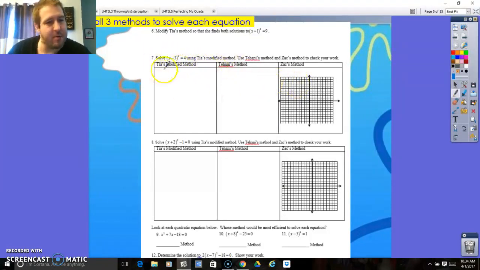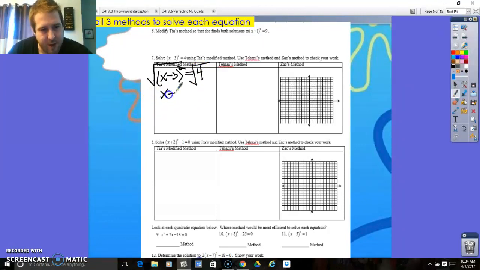I'm sorry, not zero product property, square root method. So modify TIAS, well, I already did that on the last page. TIAS method, so if I have x minus 3 squared equals 4, this is a perfect question for TIAS method. This is a perfect, I want to say square root method, because it's not really TIAS method. Perfect square on both sides. Notice that this is a perfect square, and 4 is really a perfect square because it's really just 2 squared. It's a 2 by 2 square.